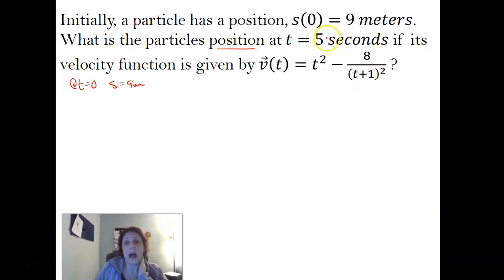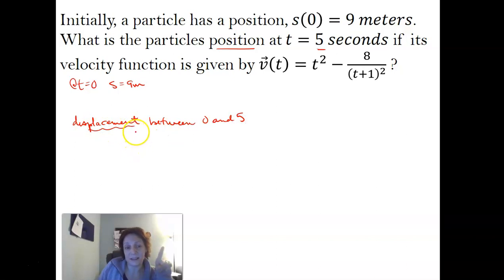Right. So I'm at 0 seconds right now. I want to know what's going on at 5 seconds. So if I want the displacement between 0 and 5, and notice I said the displacement between 0 and 5, not the distance. Okay, because it says what's the particle's position. It wants to know where it is.